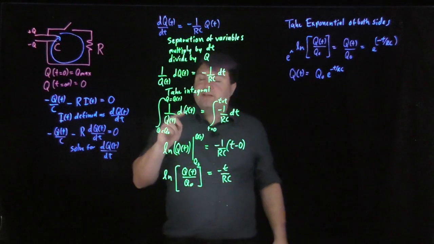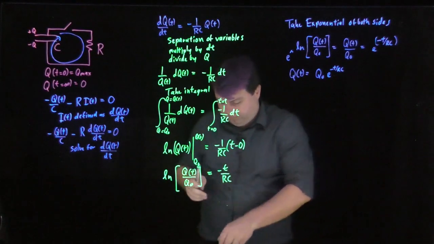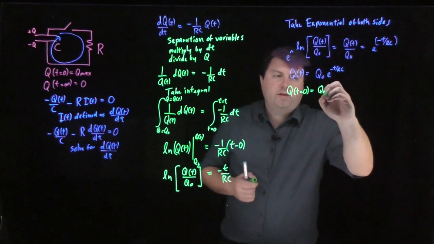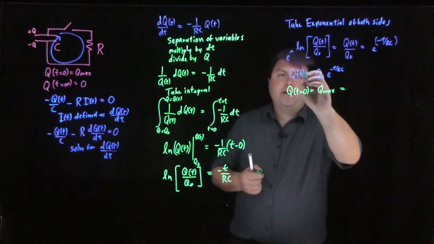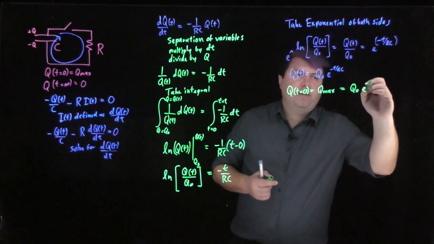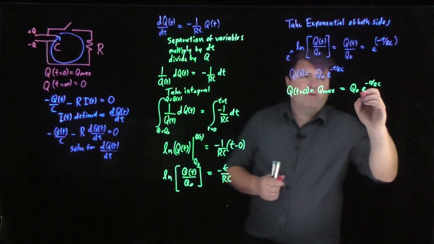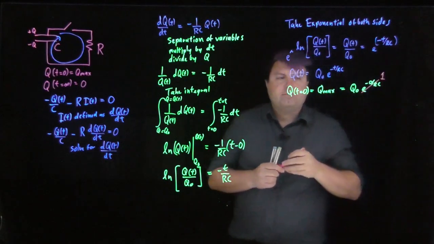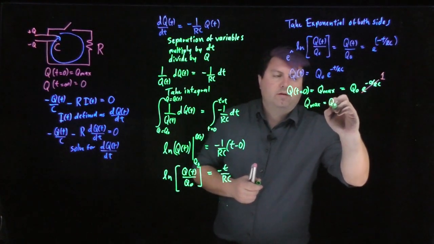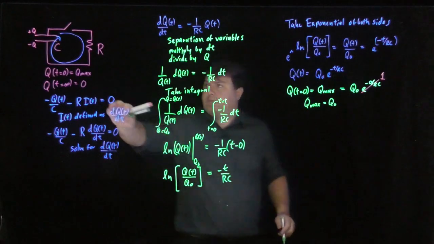Excellent. So let's check this. Our charge at time equals 0 is equal to Q max. Well, I can put in 0 for t here, so that would be Q naught times e to the negative 0 over RC. E to the 0, whether it's positive or negative, is just 1. And so I get that Q max is Q naught. So every time I see Q naught, I can replace it with the initial maximum charge that this had.